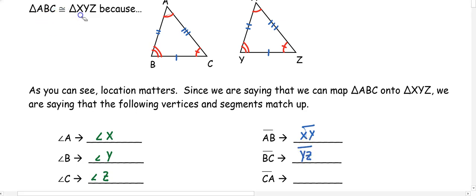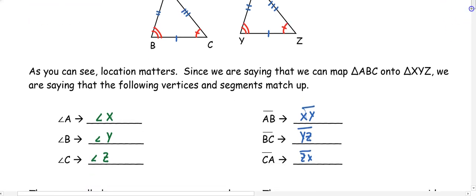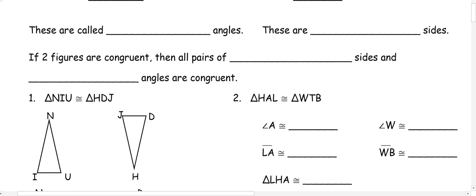And then we have the other side, AC, which is the first and last letter, so it matches up with X and Z. So C is first, and we're going to say Z and then X. So remember that the order is important when we're trying to say that things are congruent. They have to go in the same order. The angles that match up are called congruent angles or corresponding angles. And the sides that match up are called corresponding sides.